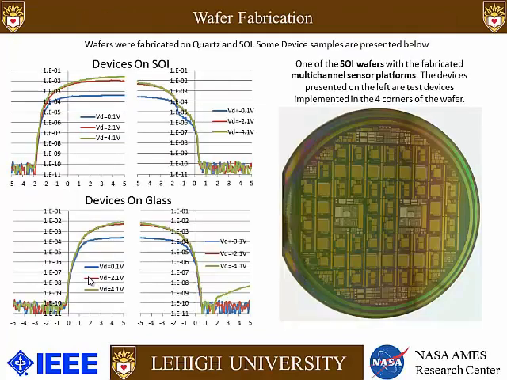Now here you can see this is one of the SOI wafers fabricated. All of these are the 16 by 16 arrays, and these are the smaller 8 by 8 arrays. And these are all the test arrays that we have included around the wafer for process verification. And these are some of the devices that we fabricated on SOI, and these are some of the devices that we have fabricated on glass. For glass, we use quartz, in case you're wondering.